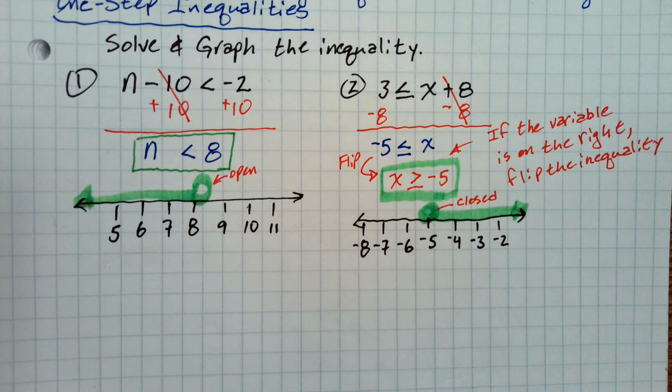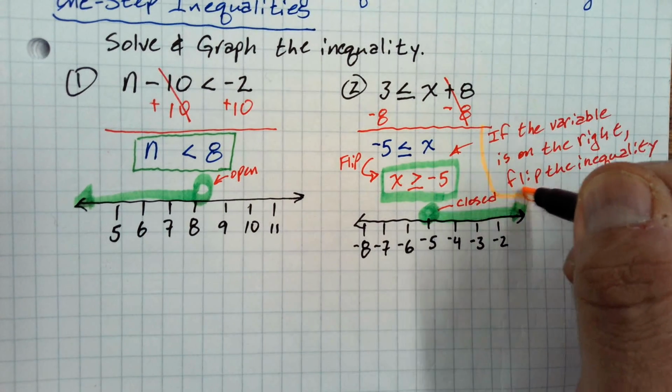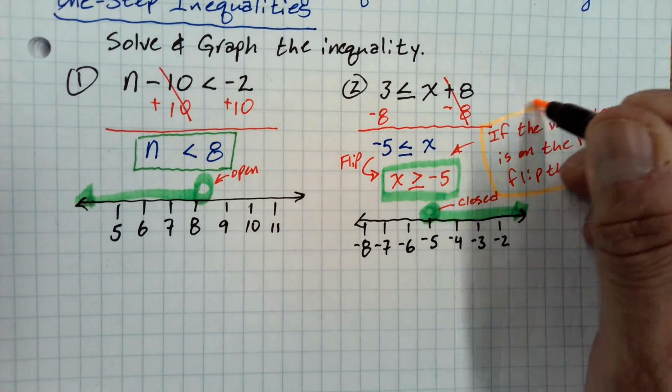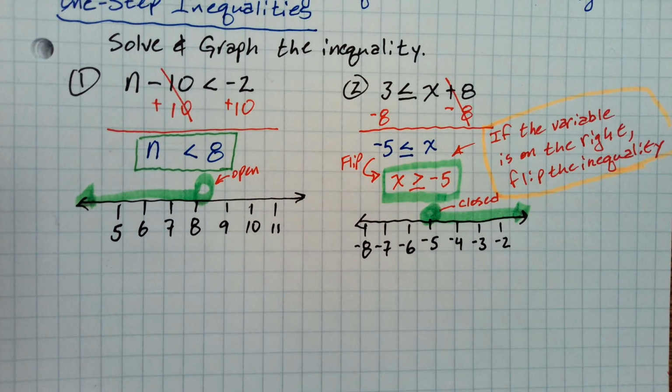Okay. Easy peasy. If the variable is on the right, flip the inequality. That'll happen a few times as we're solving today.